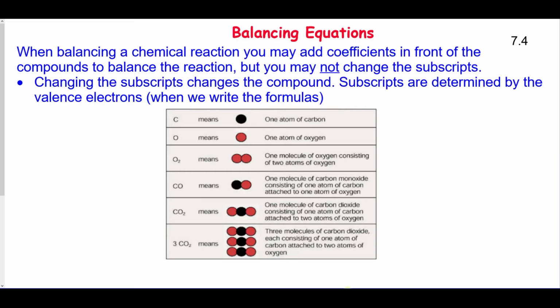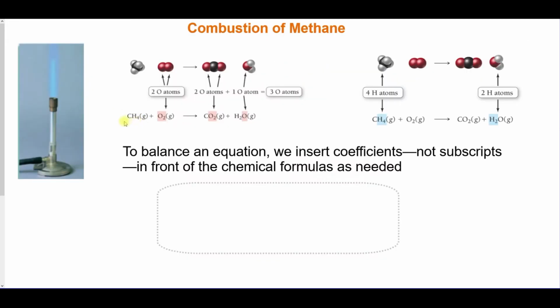When we're balancing equations, the only way that an equation can be balanced is adding coefficients in front of the compounds. And the coefficient is a coefficient just like in math class. It is a number in front of the formula. You cannot change the subscripts. If we look here, this is methane. This is the gas for our lab tables. And the oxygen's coming from the air. So we have methane and oxygen, and it produces carbon dioxide and liquid water.